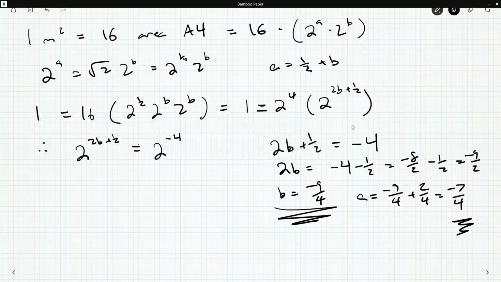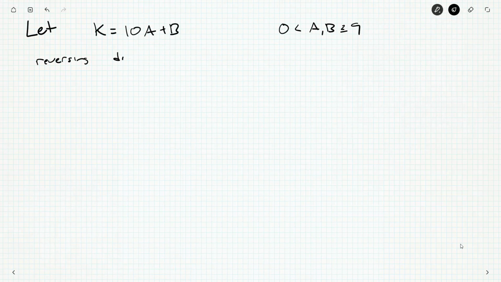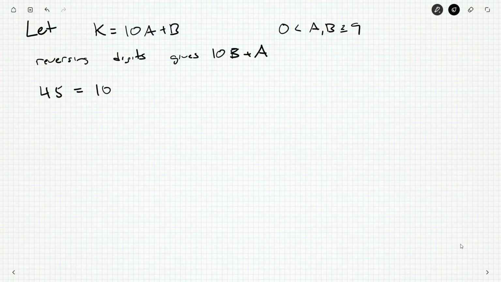All right. So it's a two-digit number, and we are singling out the individual digits and then doing something, namely reversing them. So I'm going to start by saying, let k be written as 10a plus b. Then we're going to have certain things like 0 is less than both a and b, less than or equal to 9. Now, reversing the digits gives 10b plus a. 45 is their difference.